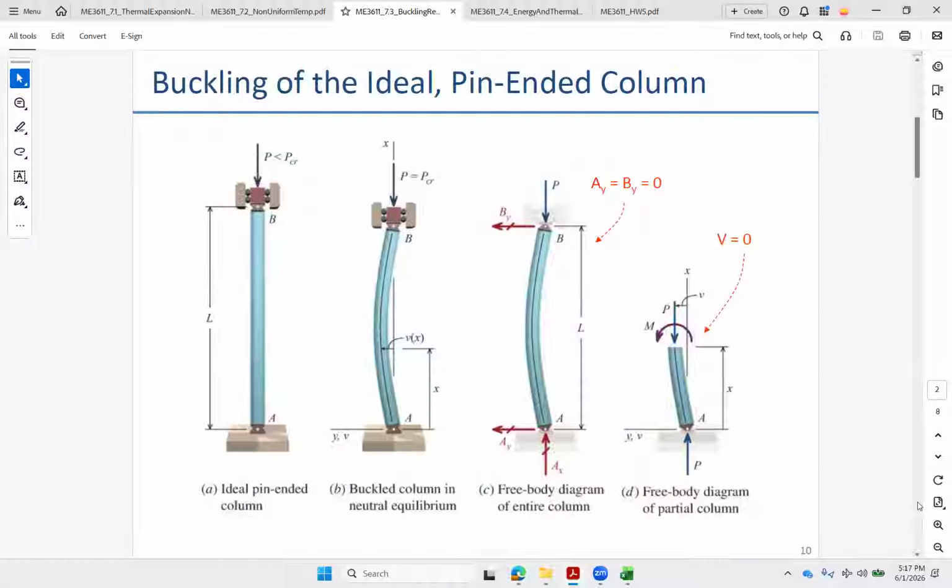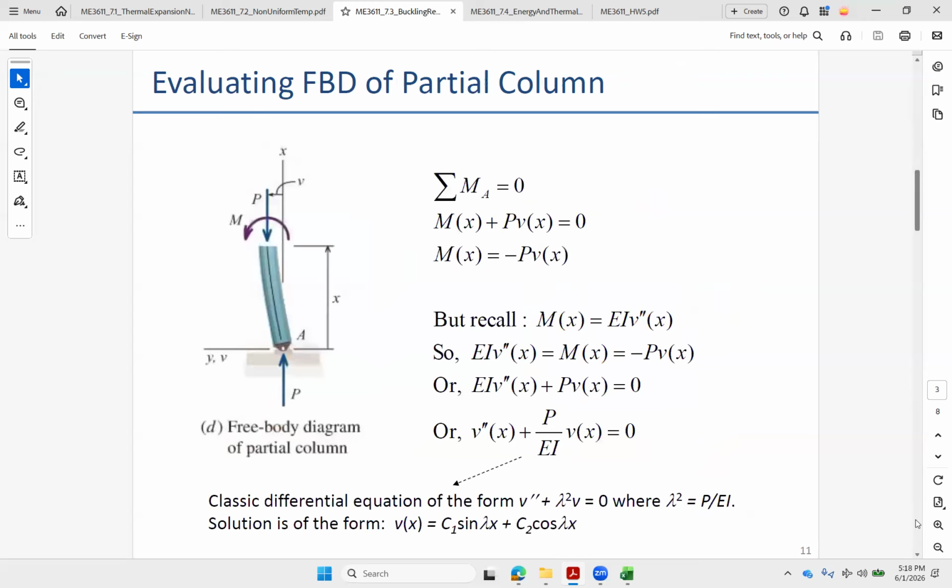And then these two P's are offset, so they're going to create a force couple. As drawn, that would go counterclockwise, right? So P times V gives me a counterclockwise moment, as does my internal moment, M of X. So there's my summation of moments balance. I can see that it's going to go against my sign convention.